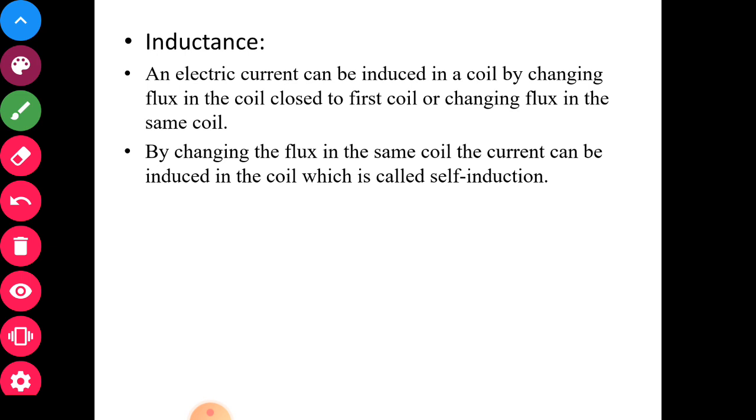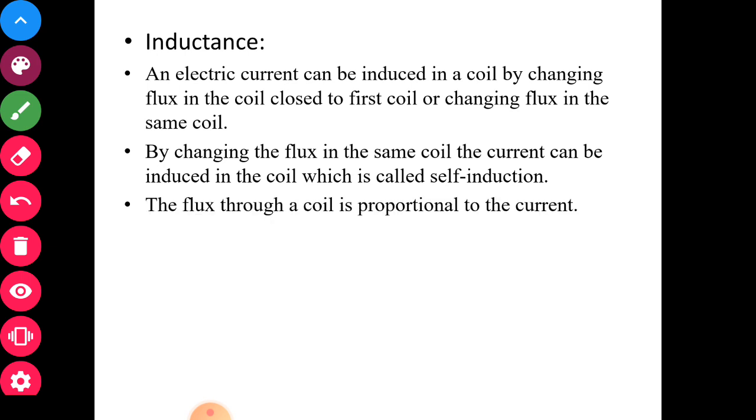Okay. Now see, by changing the flux in the same coil, the current can be induced in the coil which is called the self-induction. Okay, the flux through a coil is proportional to current, as you know, that is flux phi B is proportional to current I. More the current, more the flux. If 1 ampere current passes, then whatever is the flux, then 5 ampere current produces 5 times the flux.